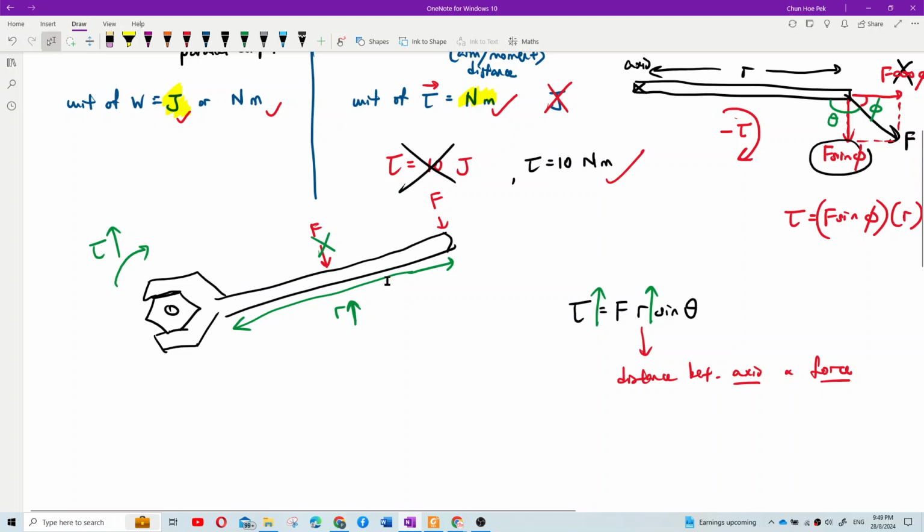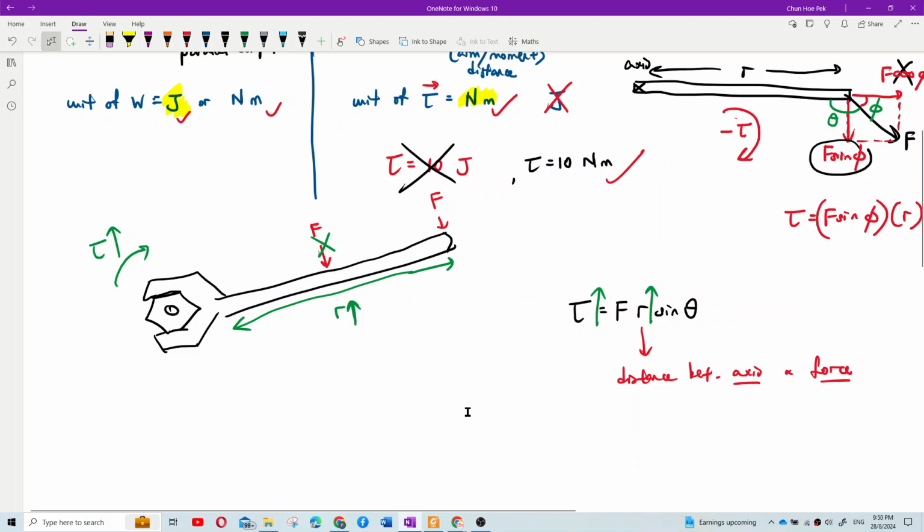Why must the spanner be built long? Why can't it just have a small handle? Why must it be a long handle? Why do you need to waste so much material to build a long spanner? Because we need the distance R as far as possible so that the torque is bigger. When the torque is bigger, it's easier to rotate the nut, isn't it? If R is bigger, we don't need a much bigger force. A smaller force is enough. We can use only a finger to rotate it. Okay?